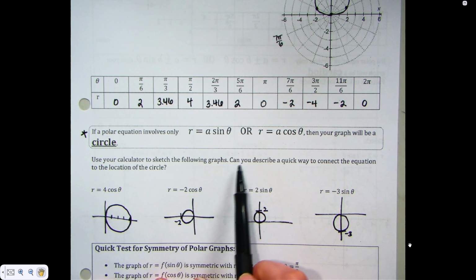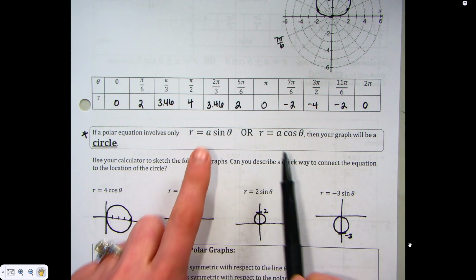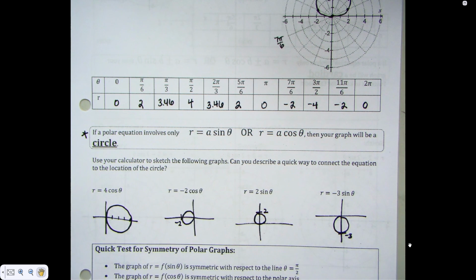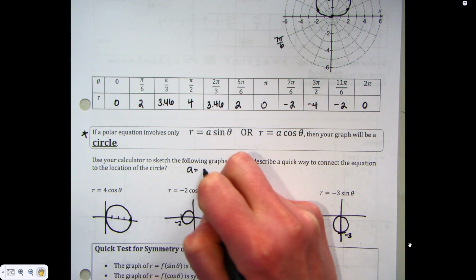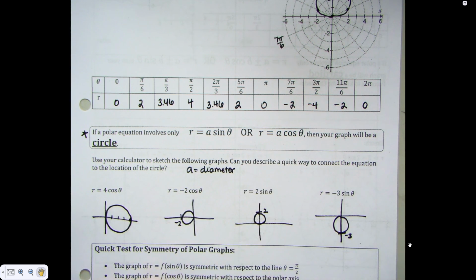And I put here, can you describe a quick way to connect the equation to the location of the circle? So once you have memorized that this is the formatting for a circle, you can actually graph these a whole lot faster than what we did up here. Right? What do you notice? It goes out 4, it goes out 2, it goes out 2. That a value is your diameter. You can see that in the one that we did at the top.